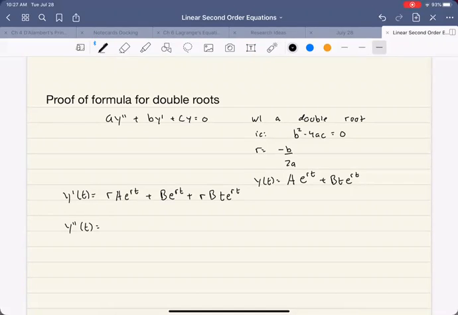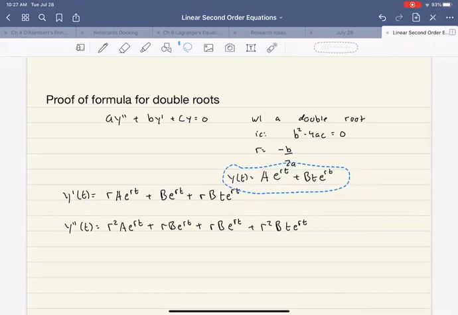So y double prime is r squared A e to the rt plus the derivative of B e to the rt, which is rB e to the rt, plus, now here we're going to have to do a product rule again, so it's going to be rB e to the rt plus r squared Bt e to the rt. Move this y over here.